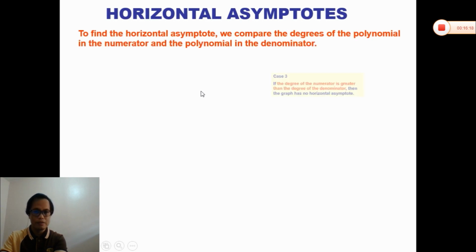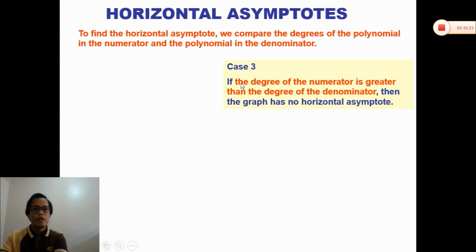Let's proceed to case 3. If the degree of the numerator is greater than the degree of the denominator, then the graph has no horizontal asymptote. But we have to remember here, we have an exemption to this rule. Later, I will be presenting what this exemption is. Let's try this example.